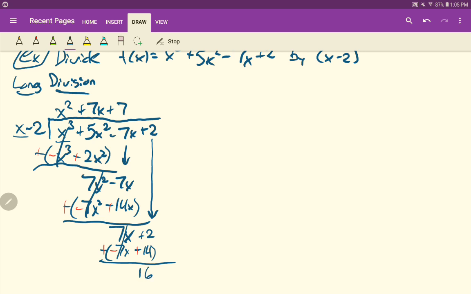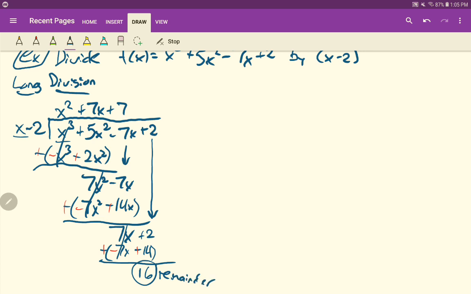Okay, so now we have nothing here that we can multiply x by to get 16. Nothing nice, at least, right? So we're kind of stuck. All right, what this number is then is our remainder.